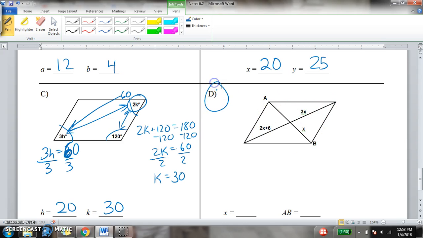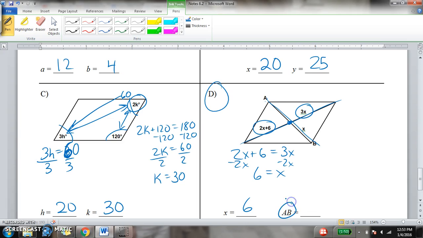Here on letter D, we're dealing with diagonals. So we talked about how the diagonals bisect each other, which means they cut each other in half. That means that this half of this diagonal is equal to this half of this diagonal, because this one is cut in half right here. So all I do for this is take 2x plus 6 equals 3x, set those two pieces equal to each other, and solve for the variable. So I subtract 2x, 6 is left over here, 3x minus 2x is just x, so x equals 6.